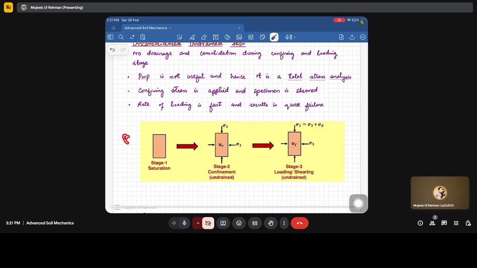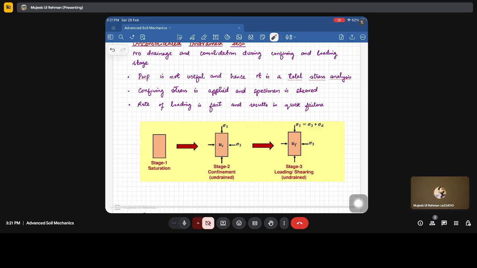So generally we are assuming that if the B value is greater than 0.95 during saturation, then our sample is saturated. Then once we enter the consolidation phase, we are not allowing the water to escape during the consolidation. As a result, there will be the generation of some pore water pressure during the confinement stage.